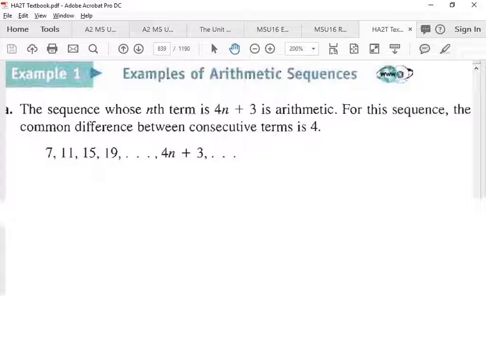Arithmetic sequence. Okay. Here we have an arithmetic sequence.